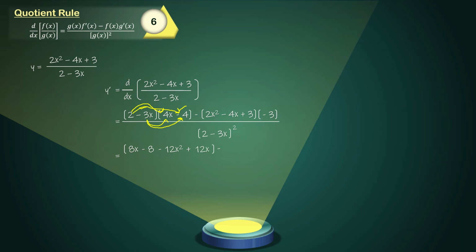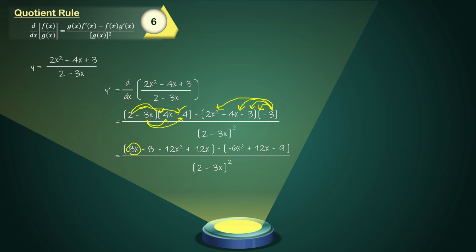Minus. Distribute negative 3 to each term of the trinomial, which is equal to negative 3 times 2x squared is negative 6x squared, negative 3 times negative 4x is positive 12x, and negative 3 times 3 is negative 9, all over the denominator. Combine similar terms.